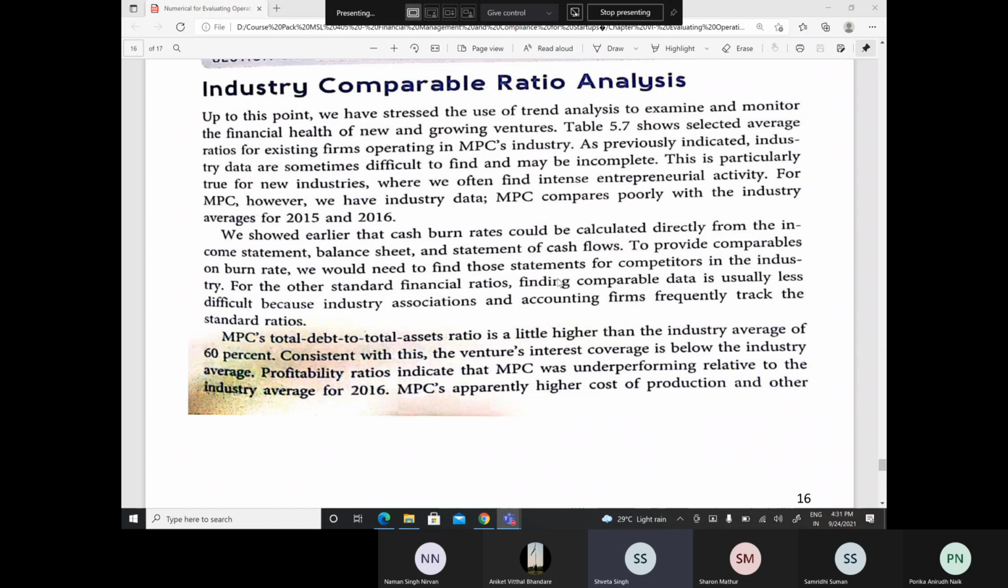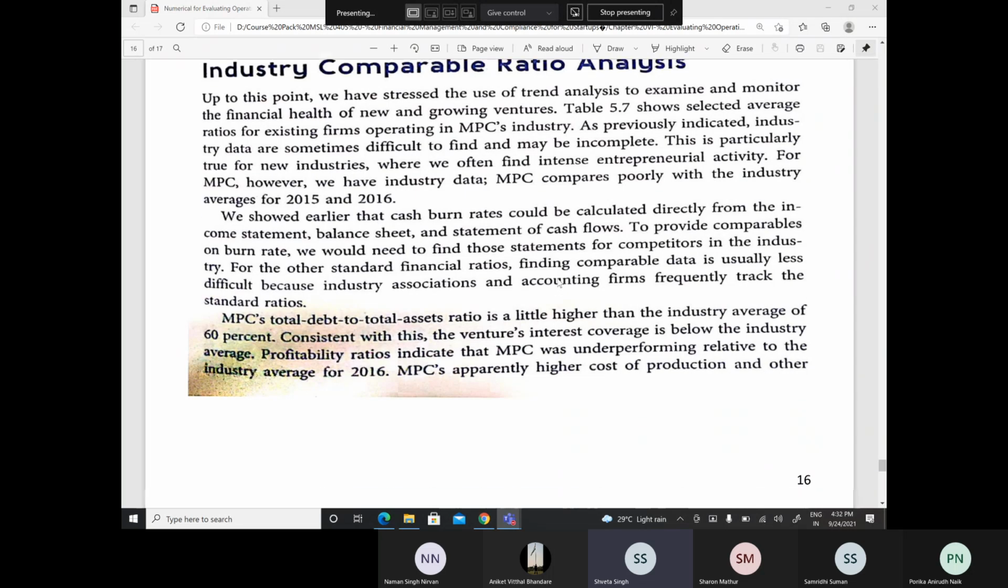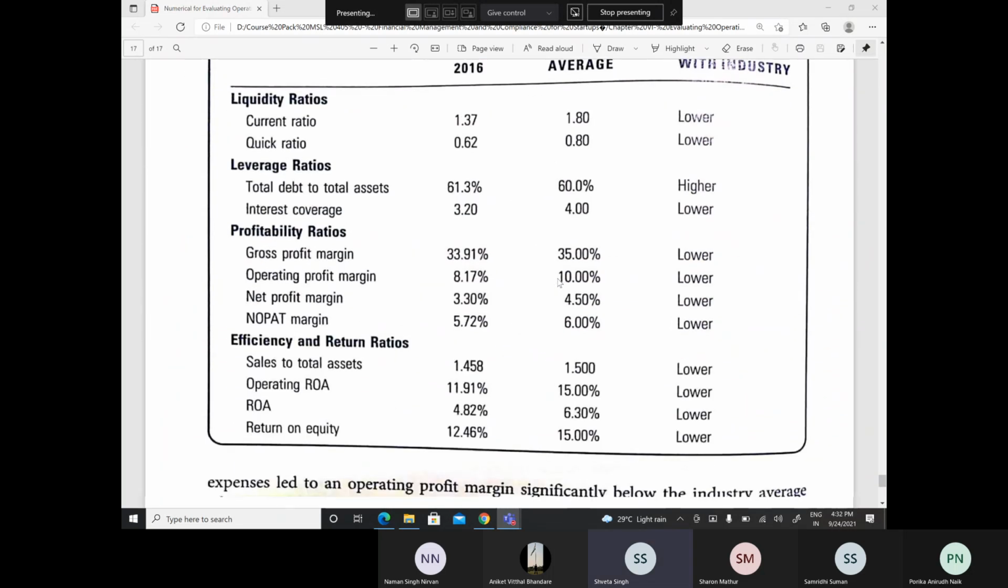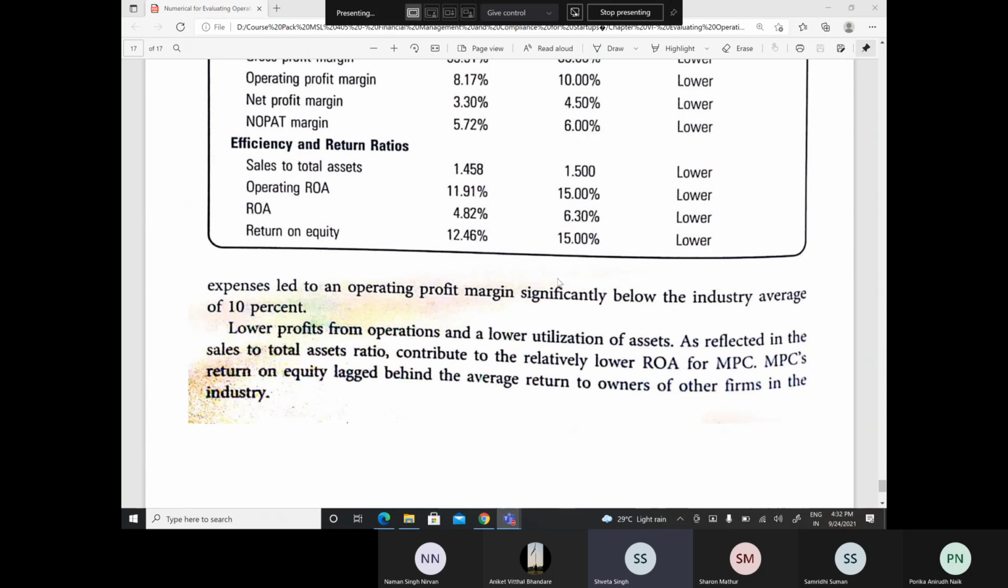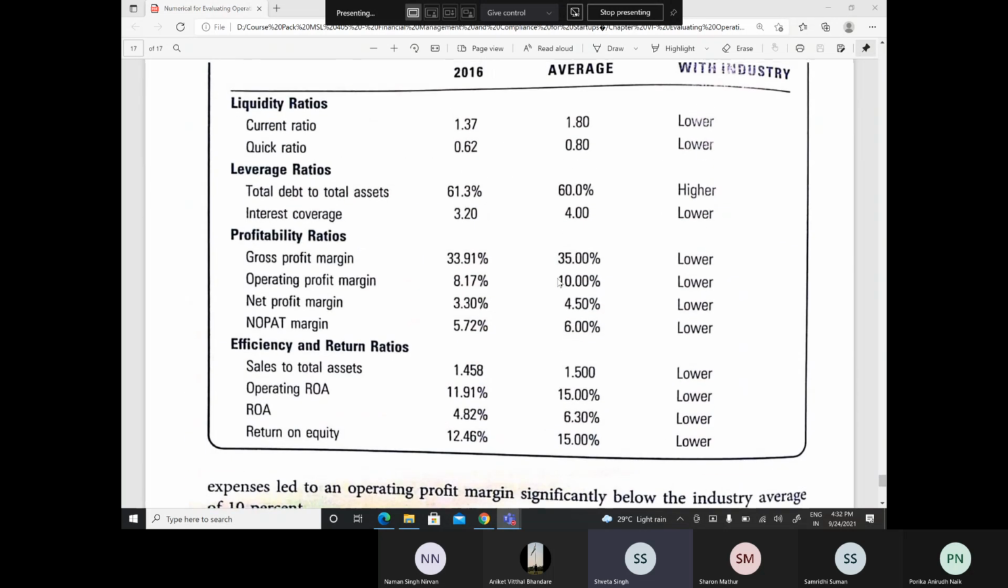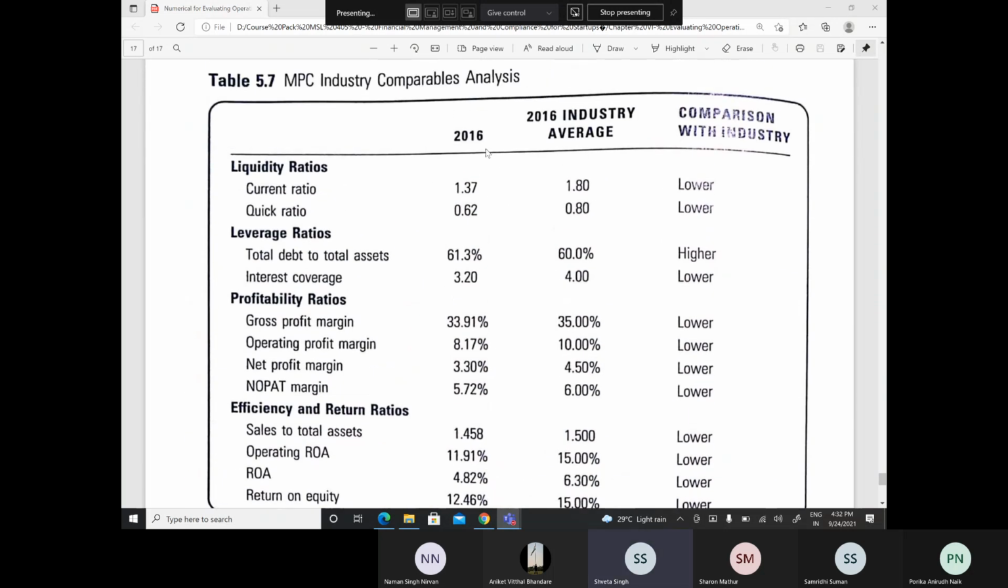MPC's total debt to total assets ratio is a little higher than the industry average of 60%. Consistent with this, the venture's interest coverage ratio is below the industry average. Profitability ratios indicate that MPC was underperforming relative to the industry average for 2016. MPC's apparently higher cost of production and other expenses led to an operating profit margin significantly below the industry average of 10%. So as you can see here, we have MPC's ratios in 2016 and the 2016 industry average.